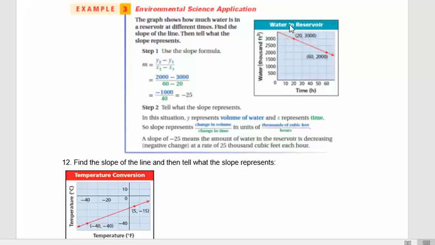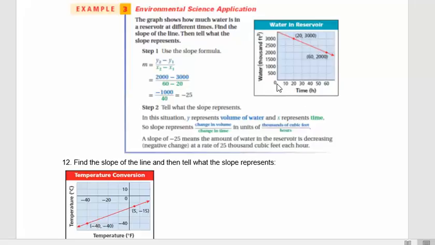For example, in this example, it says that this is the water in a reservoir, which is like a big holding tank for the city to use. And the water in 1,000 cubic feet is along the side. This is how many cubic feet of water they have. And this is the time in hours. So this is over, looks like several days, because 60 hours is more than 1 day.